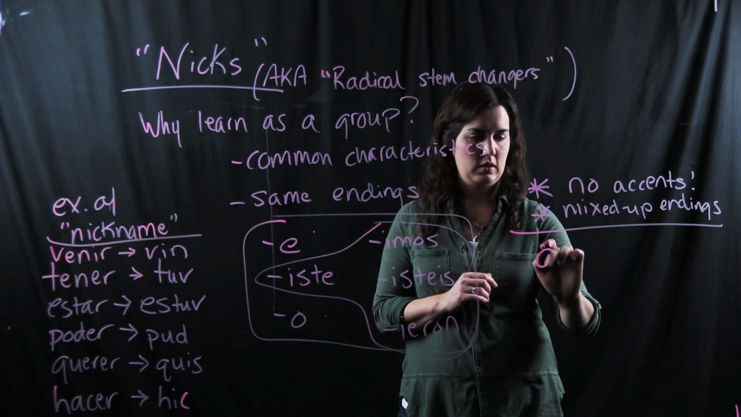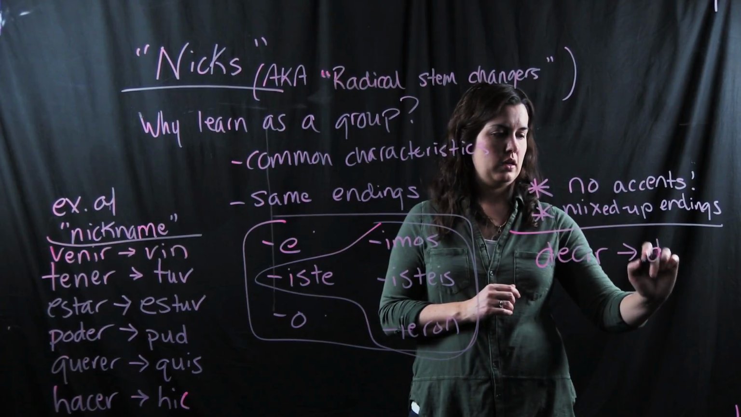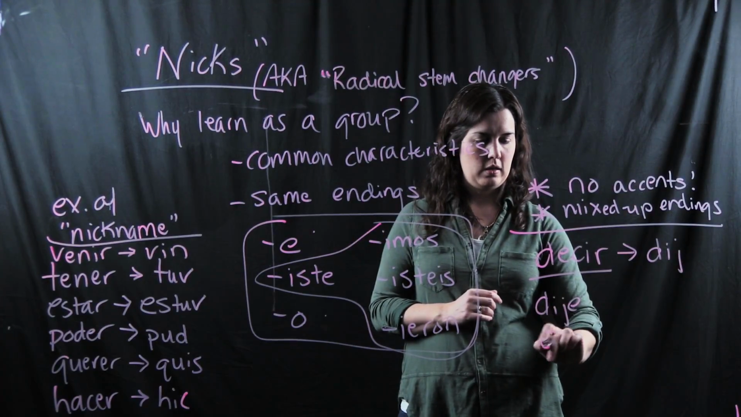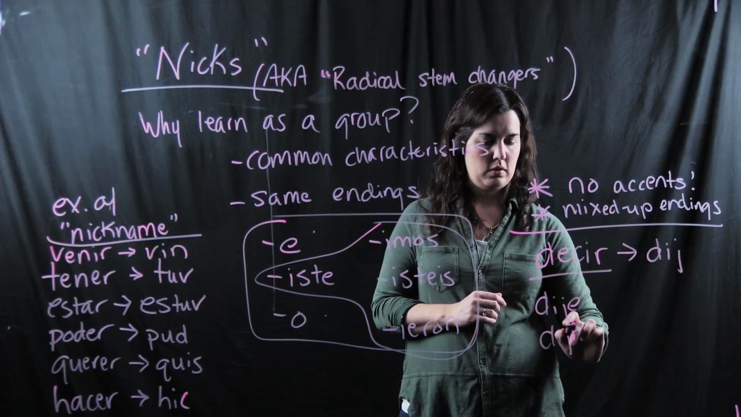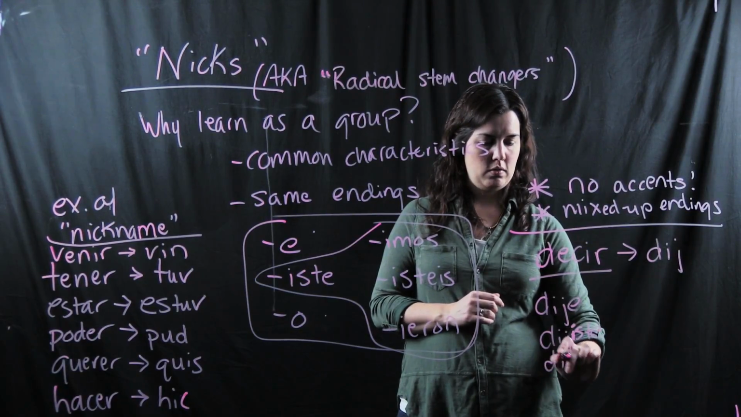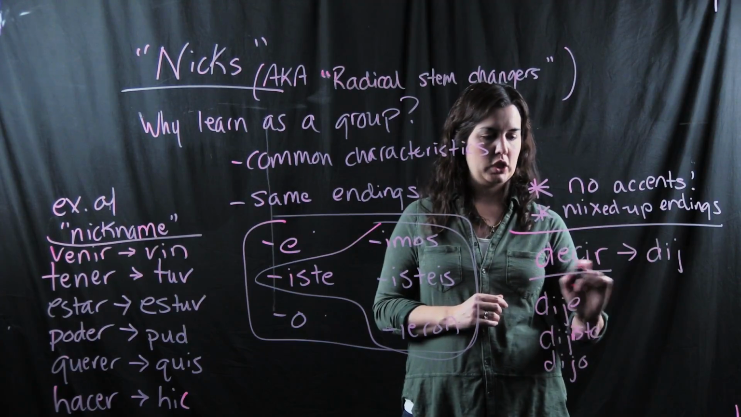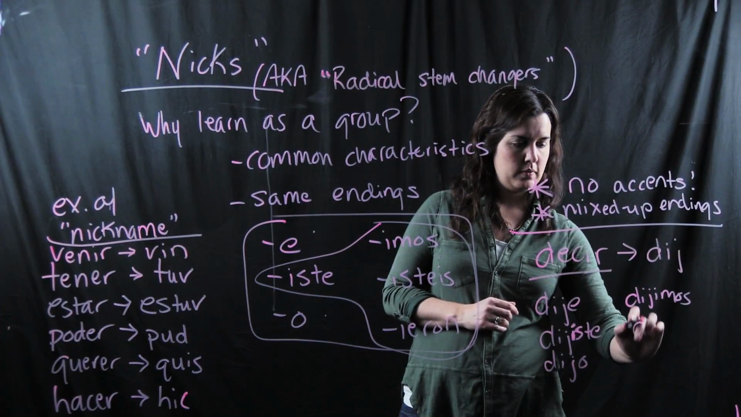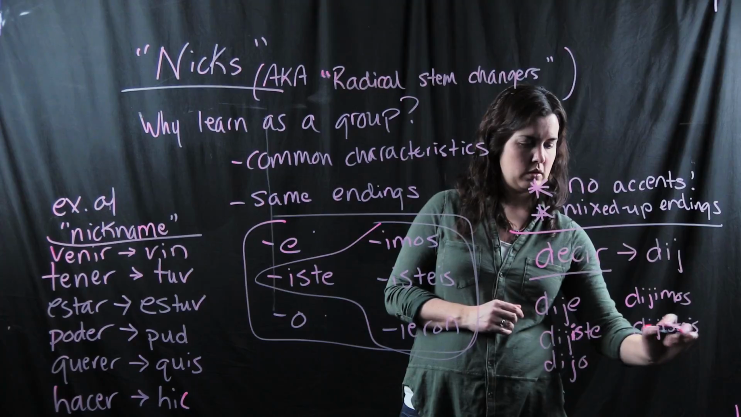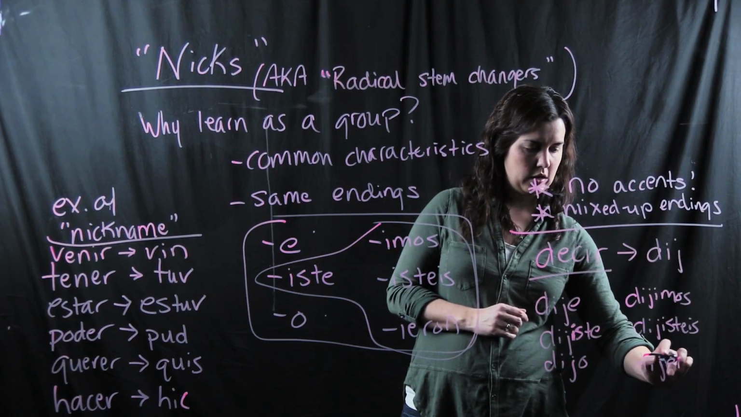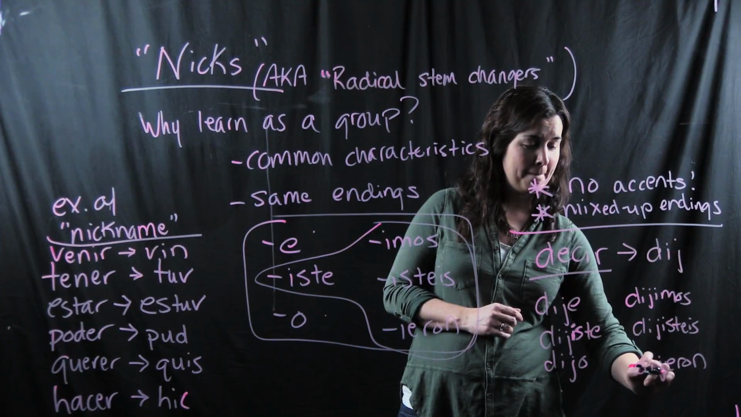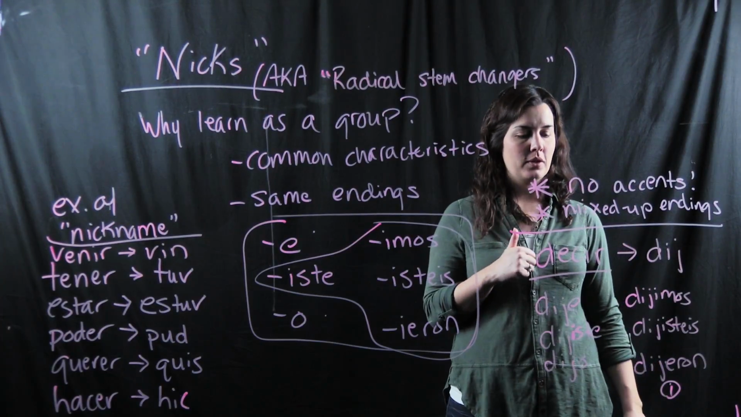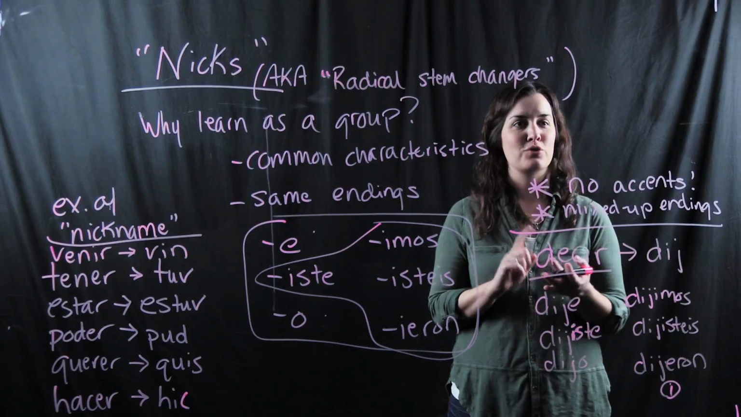So, decir, the nick of decir is dij, okay, with j on the end. So you have dije, dijiste, whoops, I got ahead of myself there, dijo. Please don't say DJ, that's a J sound, okay? Dije, dijiste, dijo, dijimos, dijisteis. And this is the trick, okay? You would want to put ieron there, but you don't say dijieron, you just say dijeron. So the I gets dropped, okay? Decir does that, and also traer does that.